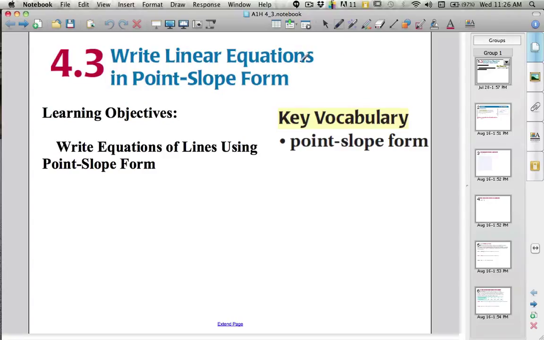In this section, we're going to be working on writing linear equations in point-slope form. So that's a new form, and that's what our learning objective also is: to write equations of lines using point-slope form. So you may have noticed that the method that we've been practicing is a little unwieldy.